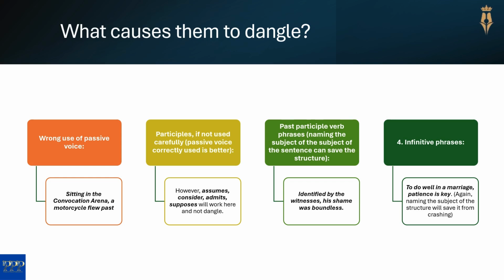Now you can also have participles. If not used carefully, a participle can cause a problem, so correct use is actually better. You can use assuming, considering, admitting, supposing. They will work here. So you can say: assuming that I came late, I was not able to see the director. Or: admitting that I was late, I was unable to see the director.